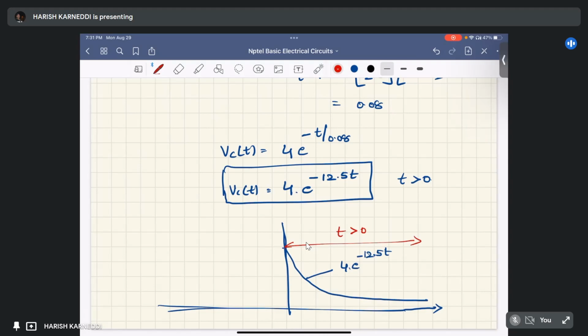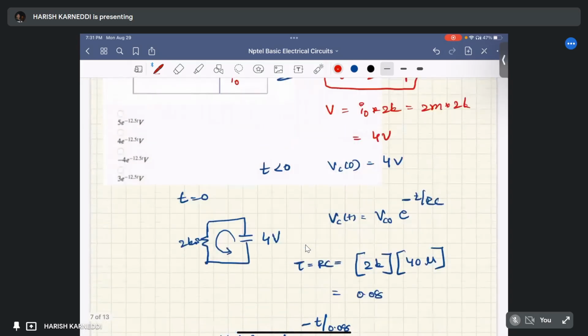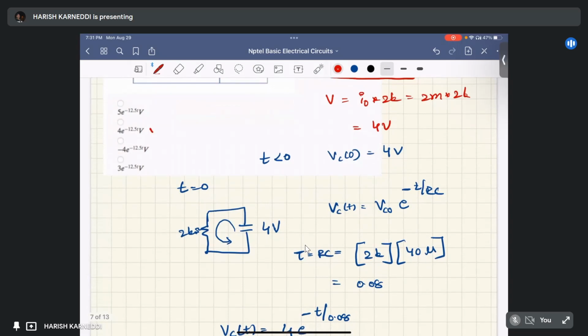What about t less than 0? For t less than 0, the circuit is in steady state. So the capacitor is fully charged. The capacitor voltage is 4 volts, right? So the equation is Vc of t equal to 4 into e power minus 12.5 t, which is option B.